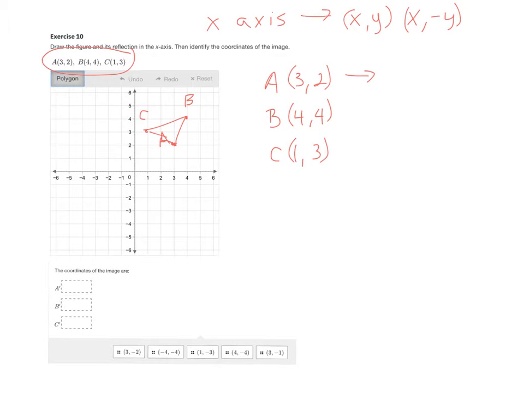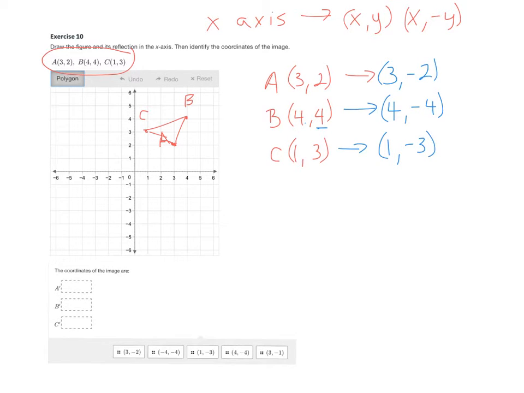which means the x stays the same and we take the opposite of the y. So if x stays the same, it's going to still be 3, and then we're going to take the opposite of 2, which is going to be negative 2. B prime: 4, 4. X stays the same, so it's going to be 4. We're going to take the opposite of the y value, negative 4. C prime is going to be x stays the same, that's going to be 1. And the opposite of the y value, that's going to be negative 3.